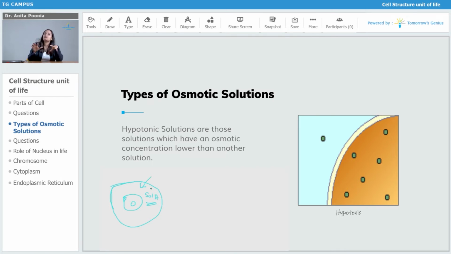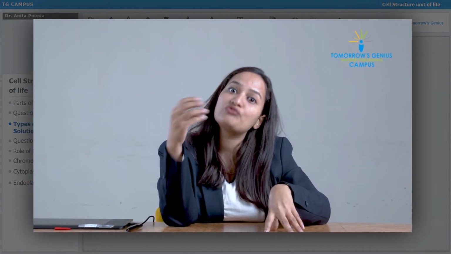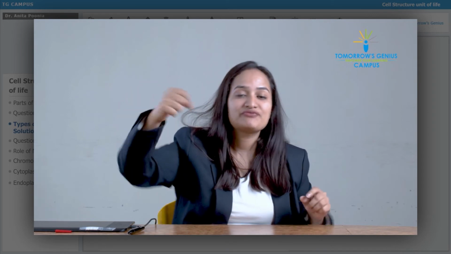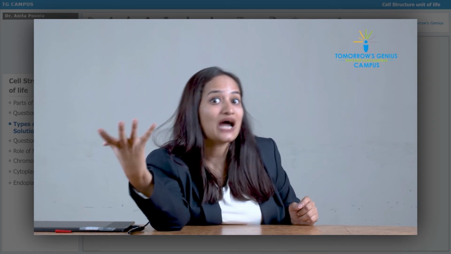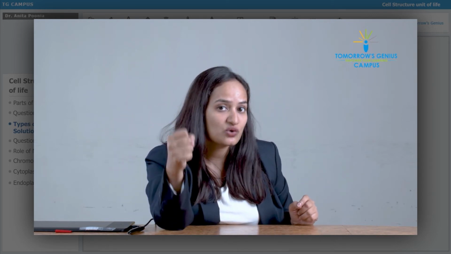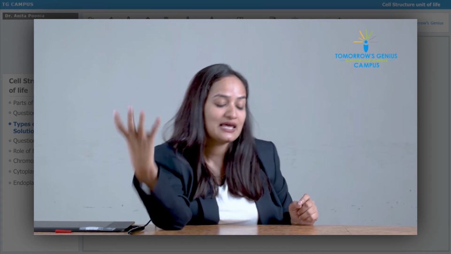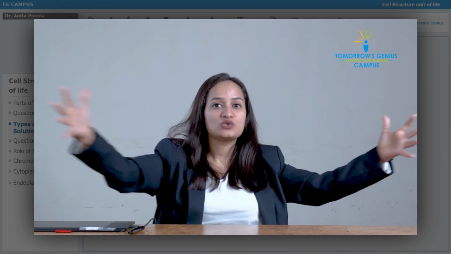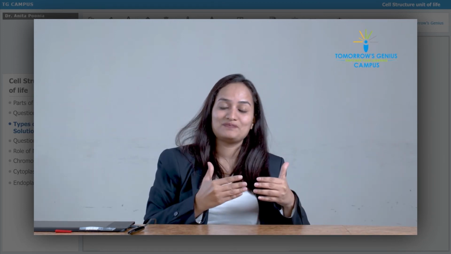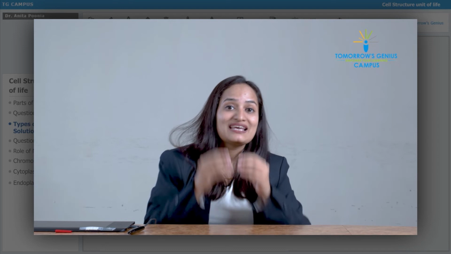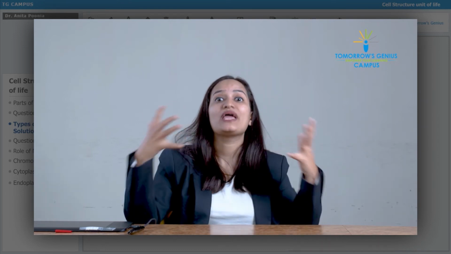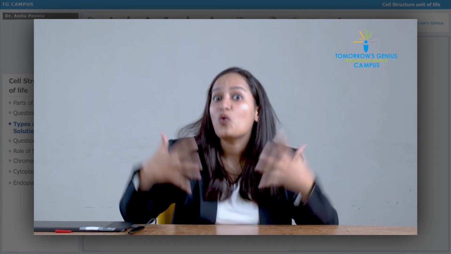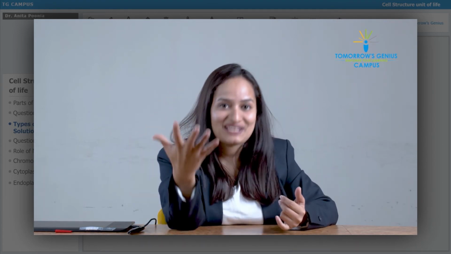Now don't get confused. Let's say the concentration of water molecules was higher in solution A. So if the water concentration is higher outside the cell, then what's going to happen? Because of osmosis, all the water is going to enter inside the cell. So what's going to happen? The red blood cell is going to swell because it's going to take all the water inside.